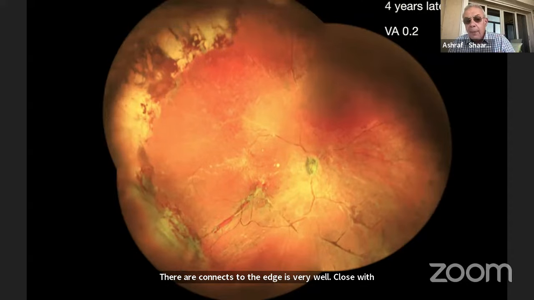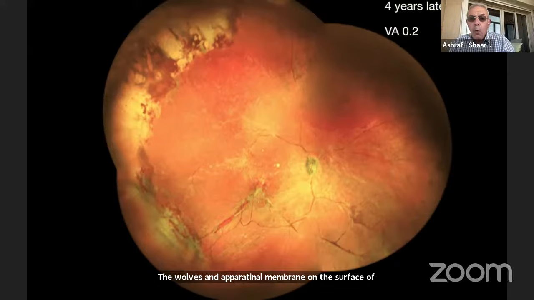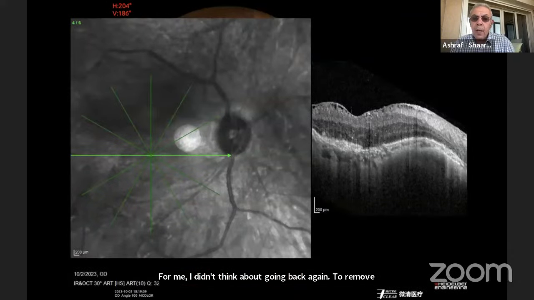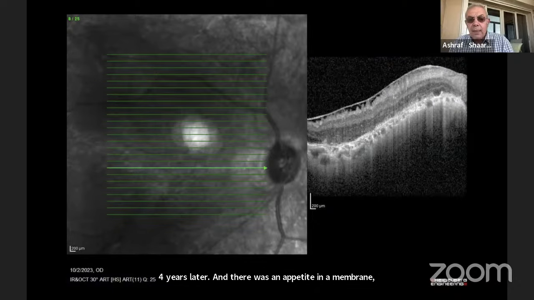There was an epiretinal membrane on the surface of the macula, but the visual acuity was 0.2, and this was very satisfactory for me. I didn't think about going back again to surgery to remove this epiretinal membrane. And again, this was the OCT of this right eye 4 years later, and there was an epiretinal membrane, some folding of the fovea, but I thought that re-intervention wouldn't cause any visual improvement.